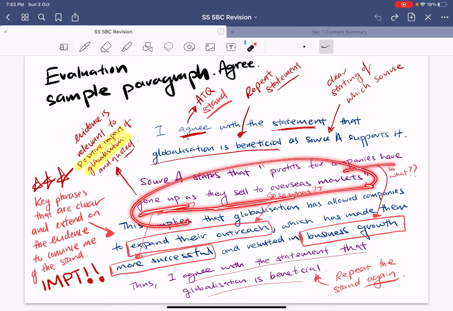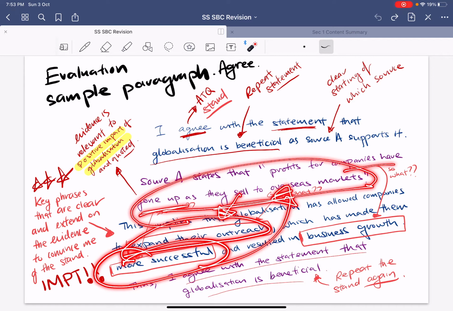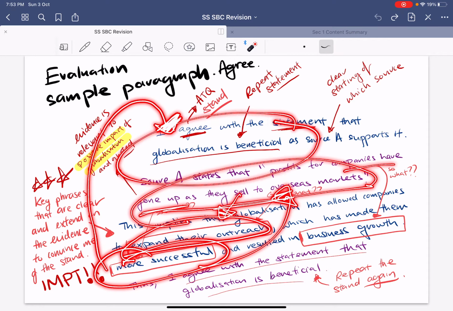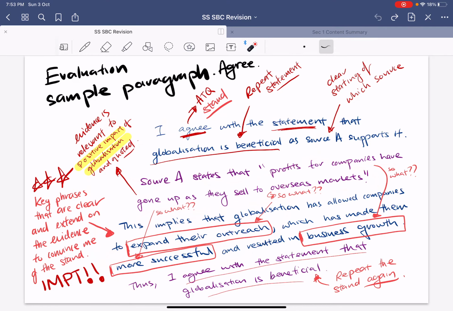What does this mean? Well, so what if this happens? It means that they have expanded their outreach. It means that they are more successful. Can you see? I'm using words that actually extend upon what I read in the evidence in order to further explain back to the main point I made, which is the stand that globalization is beneficial. So the explanation must be very clear and very extended to help explain your point and the stand that you have made.